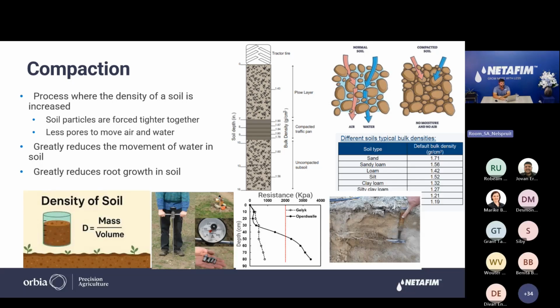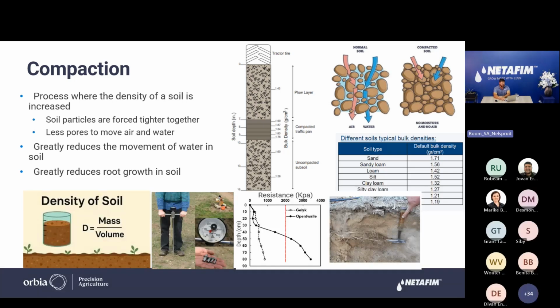With compaction, soil particles are forced tighter together, and that leaves us with fewer pores to move air and water. So you'll have very good drainage and air movement in a soil that is not compacted, compared to us pressing everything together, where the air and the water can't move through. And that causes issues. I've got some nice examples later on which explain what happens when you have a compacted soil. It greatly reduces the water movement, and it greatly reduces your root growth in your soil as well.